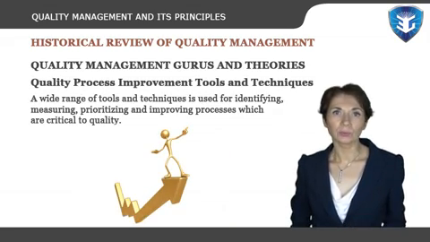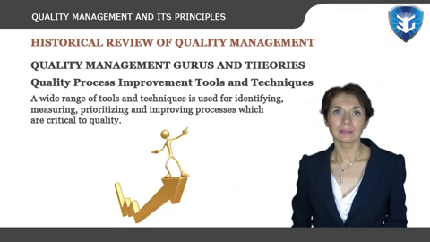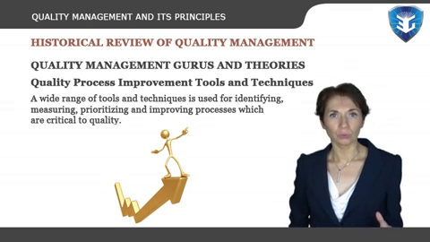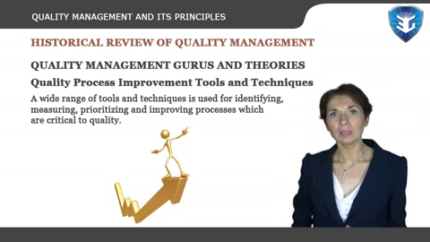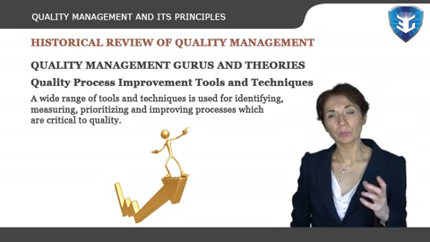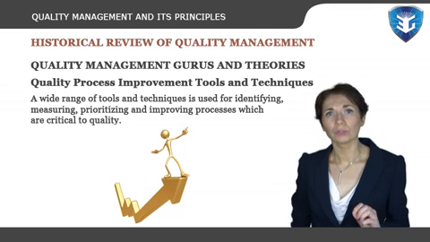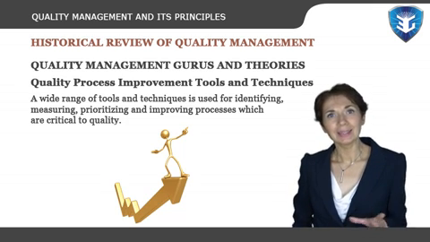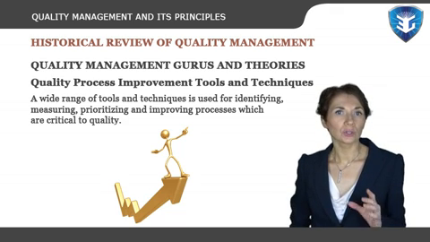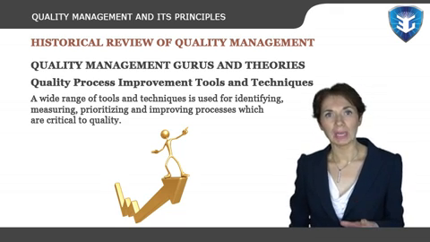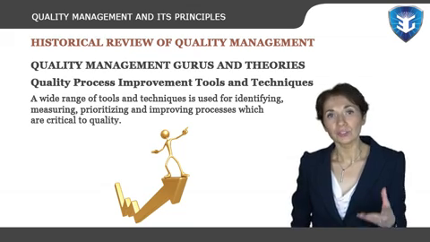Quality process improvement tools and techniques. A wide range of tools and techniques are used for identifying, measuring, prioritizing, and improving processes which are critical to quality. Again, these ideas and methods feature prominently in modern interpretations of total quality management methodology, such as Six Sigma.